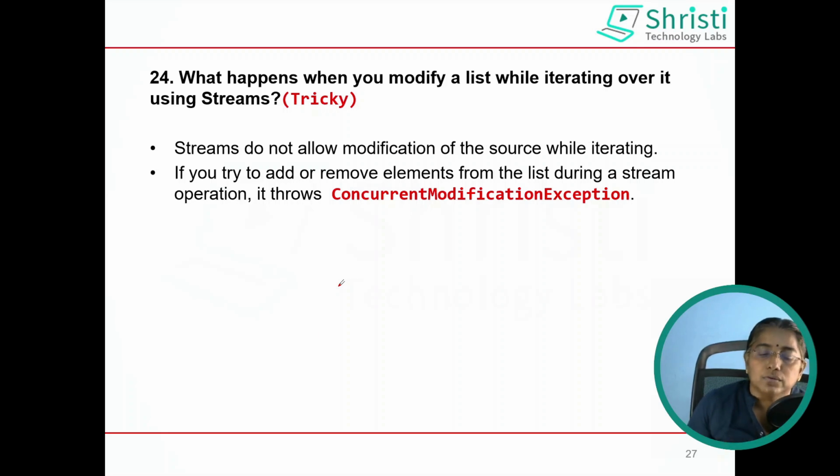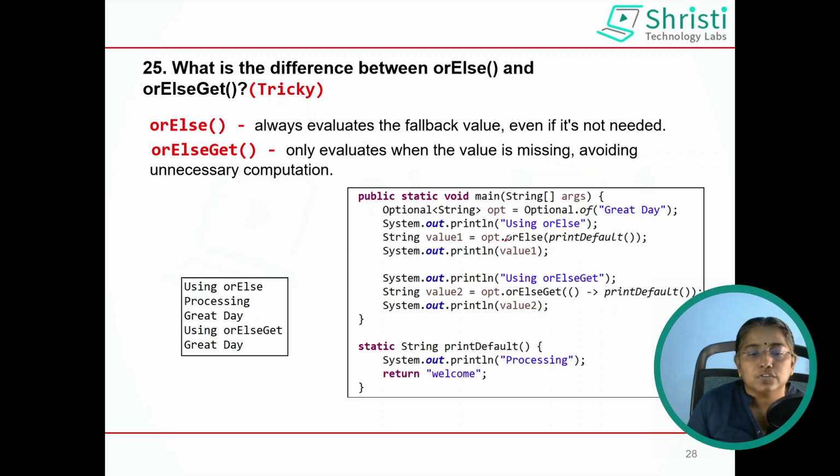In this case also, streams do not allow modification of the source while iterating. If you try to add or remove an element into your source while performing stream operations, it will throw ConcurrentModificationException. Next question. This is again a tricky question.